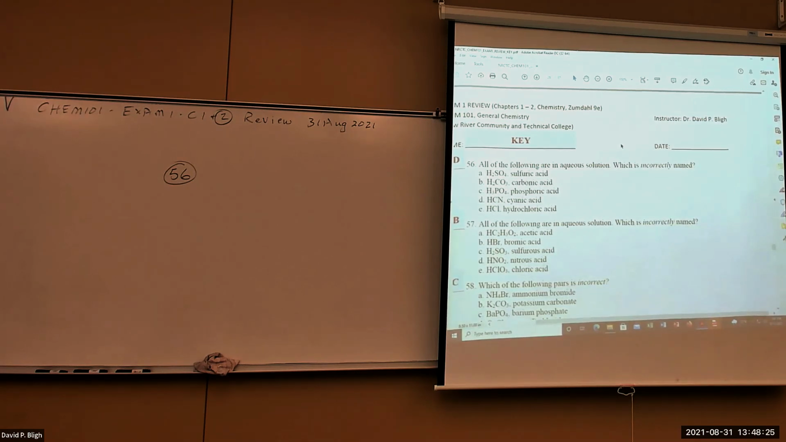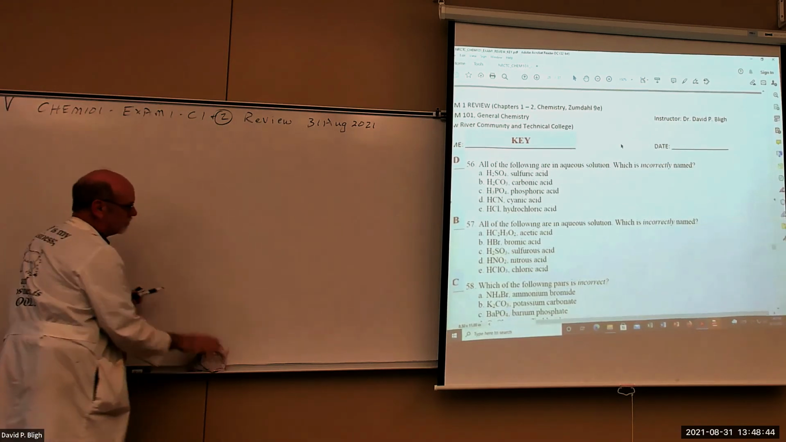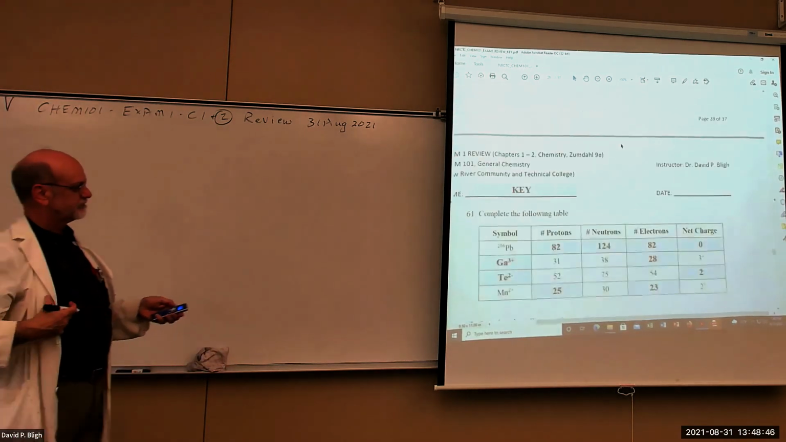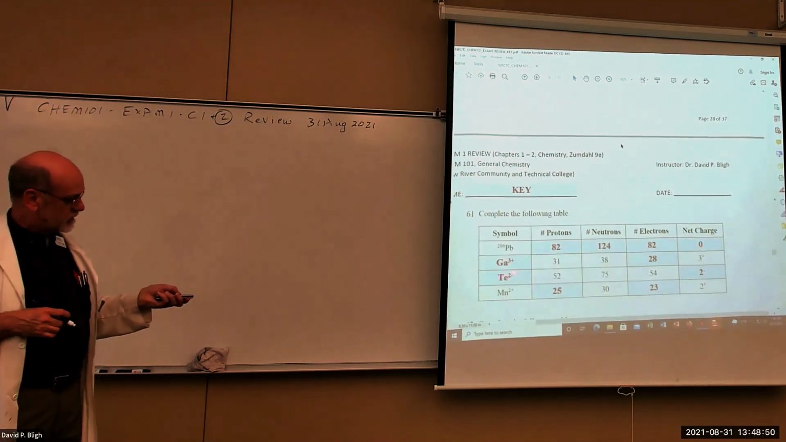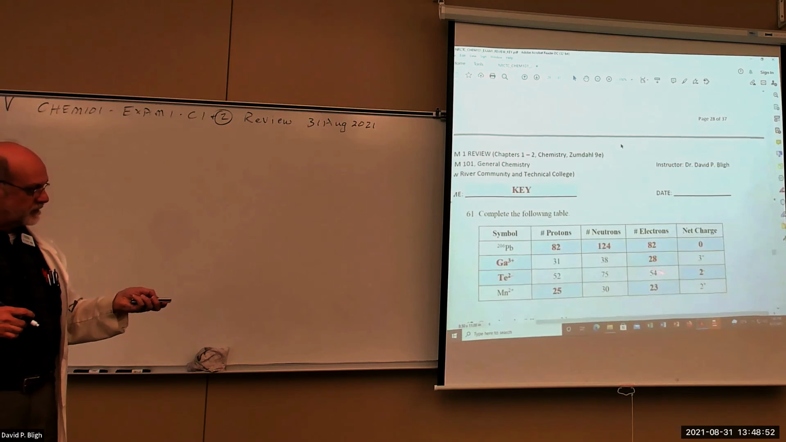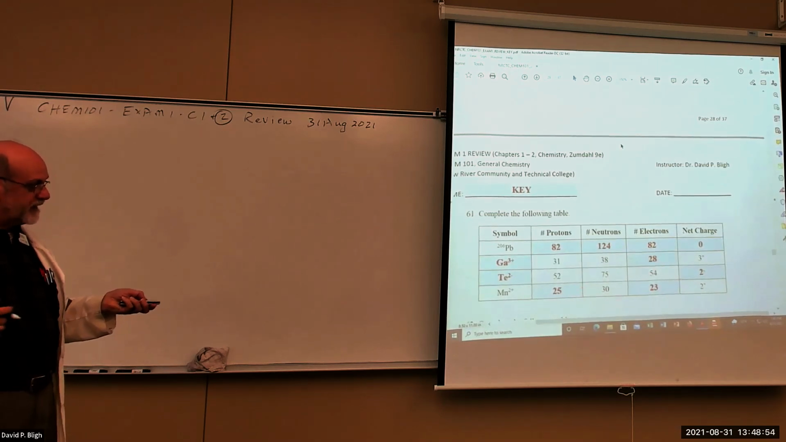I'll pick out a couple. So I got 61, 2, 3, 4, 5. Actually, all of them. All of them. Okay. It must be important. All right, so the blue is missing information in this table. And we're going to fill it in.